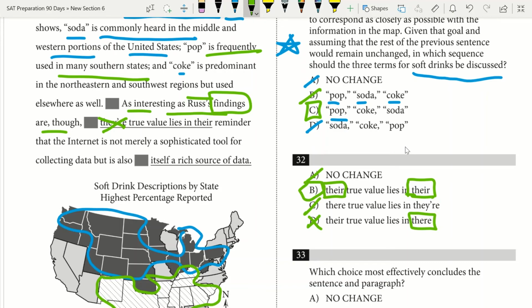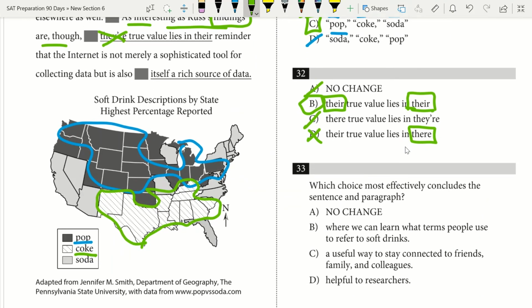All right, so now we've got question 33, which choice most effectively concludes the sentence in the paragraph? We have a reminder that the internet is not merely a sophisticated tool for collecting data, but is also itself a rich source of data. Yes, okay, we're talking about how we can harvest social media as a rich source of data, so that is effectively concluding our sentence and paragraph. So our answer there would be A.